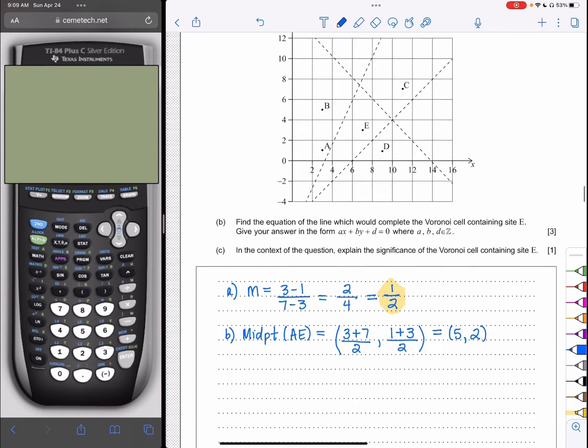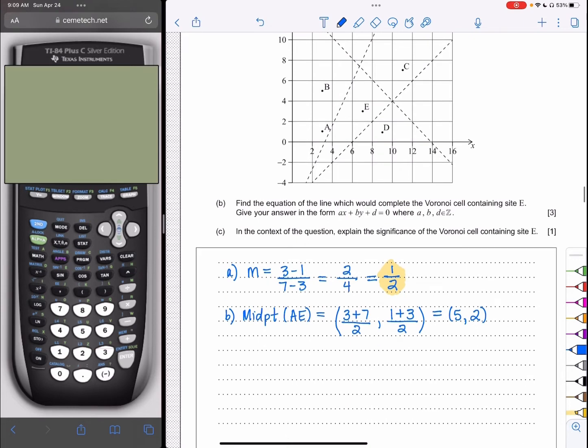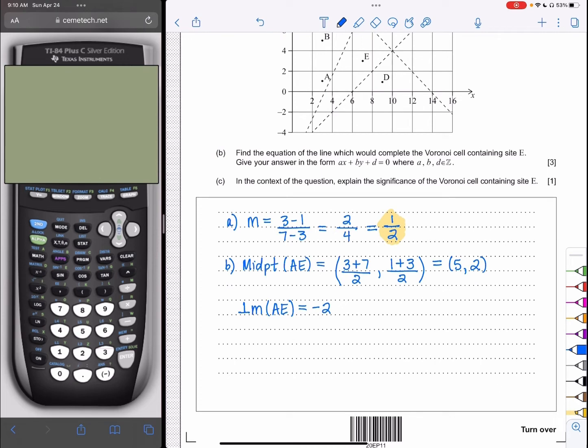Not only does my midpoint have to be at (5,2), but my slope needs to be the perpendicular bisector. So the perpendicular gradient of AE is going to be the opposite reciprocal of the actual slope between AE. The original slope was 1/2, so the perpendicular is going to be -2. Now that I have my midpoint and my gradient, I can substitute this into point slope form and find the equation of my line. So I'm going to have y subtract 2 is equal to my slope times x subtract 5.